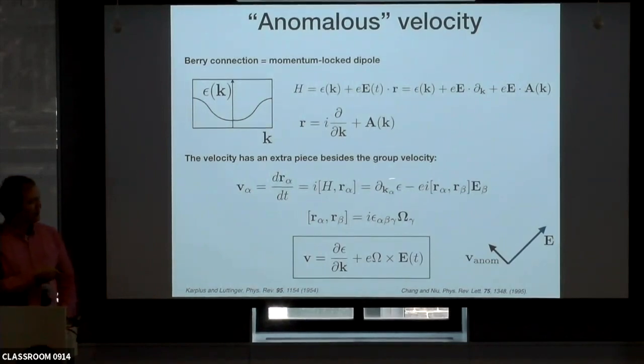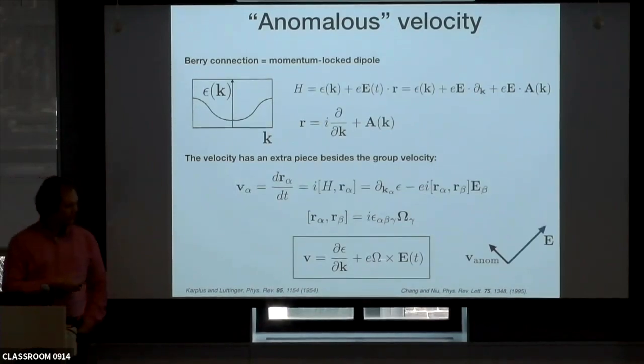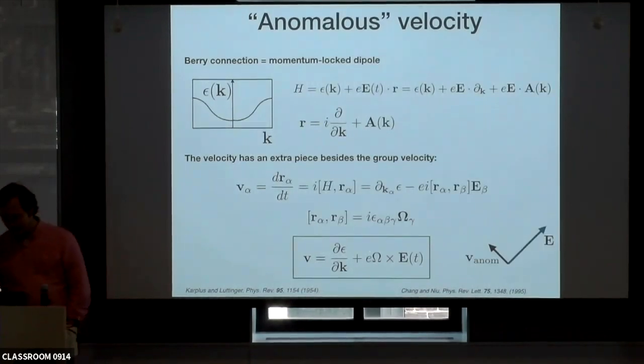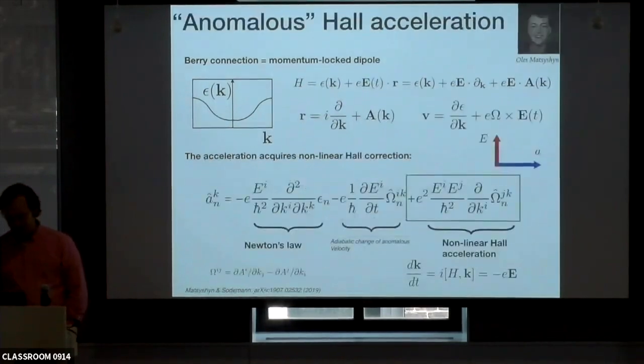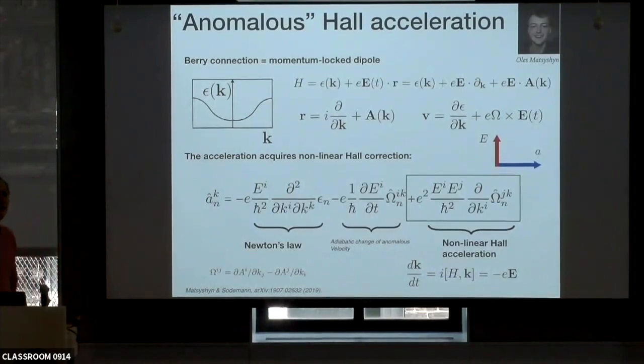One is this group velocity, and the other comes because of this lack of commutativity of the projected position operators. So you'll get that the velocity operator has this extra anomalous piece, which is proportional to the cross product of the Berry curvature and the applied force. So then, let's go one step further and consider the rate of change of the velocity operator.